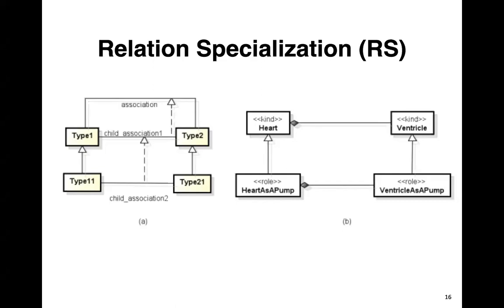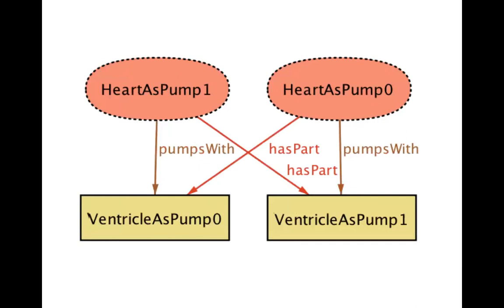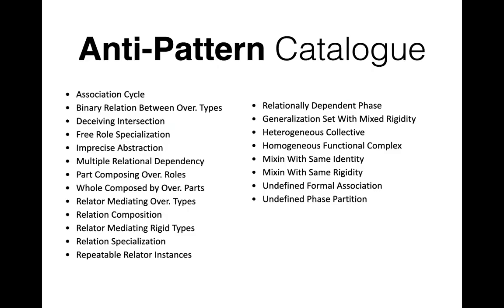So this is a model that looks sensible, but as I simulate this, I get that, for example, my heart is composed of a ventricle, Renata's heart is composed of a ventricle, but when my heart pumps blood, it pumps blood with her ventricle and vice versa. So this is a possible instance of that model. So what we did was build this catalog of anti-patterns, and we implemented this in the tool. The tool will detect these things, show you why this is a problem, and give you options on how to rectify the model, how to include constraints that would exclude this undesirable situation.